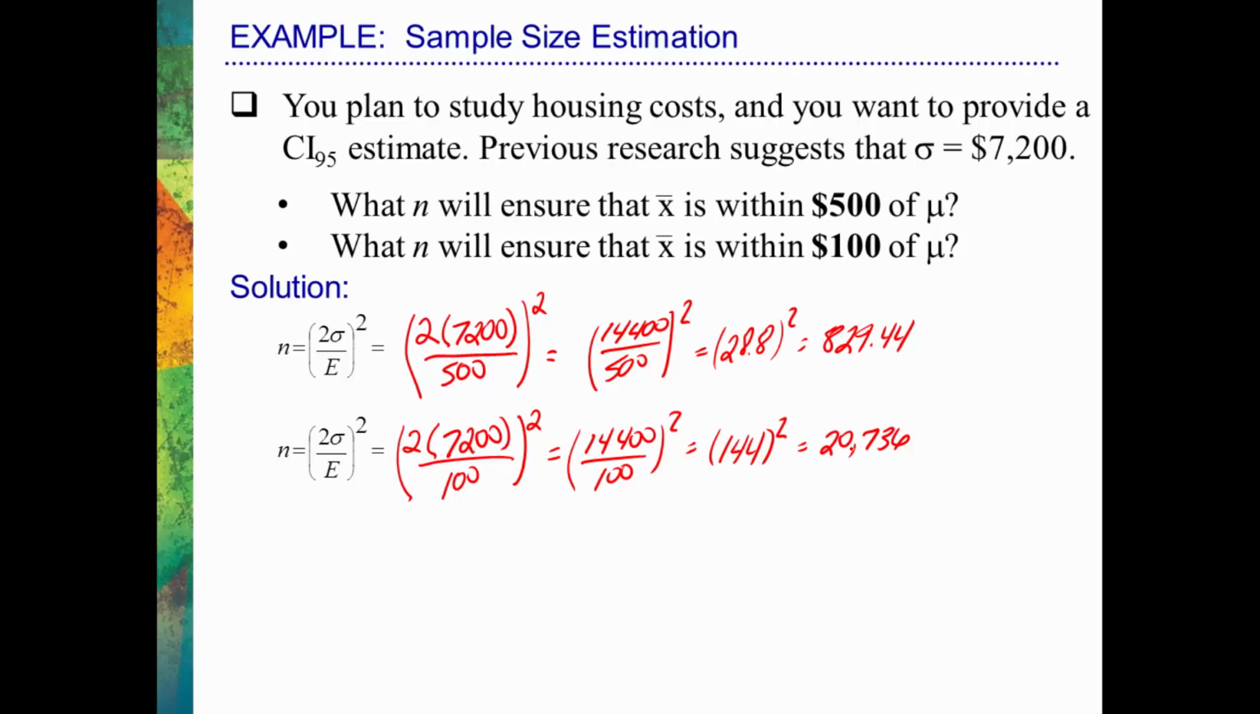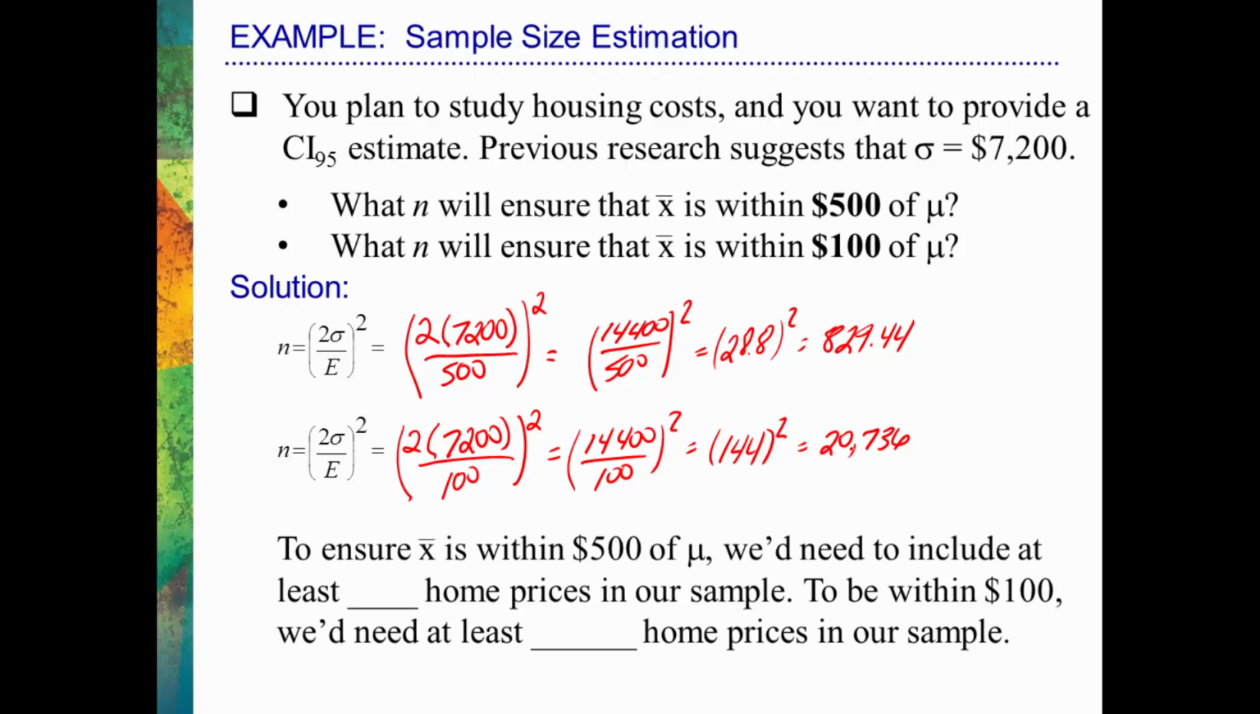So there are some things that are kind of interesting that come from this. Let's first just look at our interpretation. To ensure that our sample mean is within $500 of mu, we'd need to include at least 830 home prices in our sample. To be within $100 of that population mean, we would need at least 20,736 home prices in our sample, which is really a large sample.